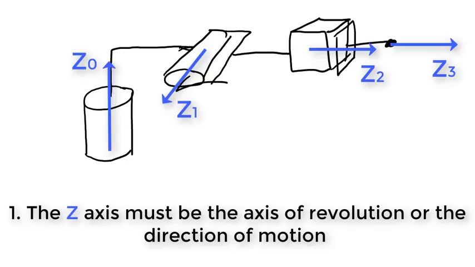Okay, so we're done with Rule 1. The z-axis must be the axis of revolution or the direction of motion. Let's move on to Rule number 2.